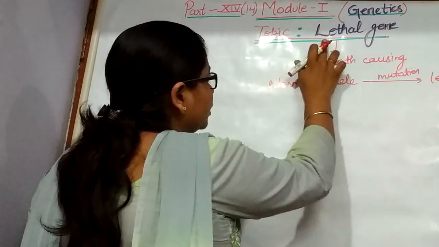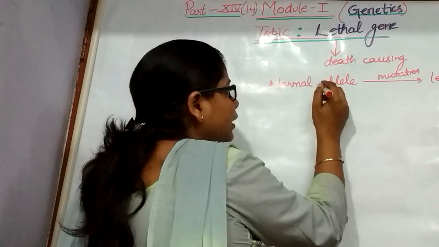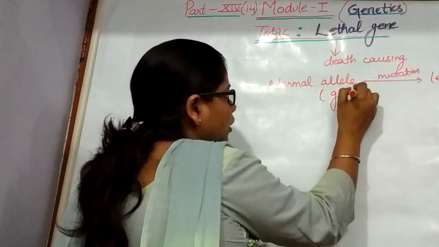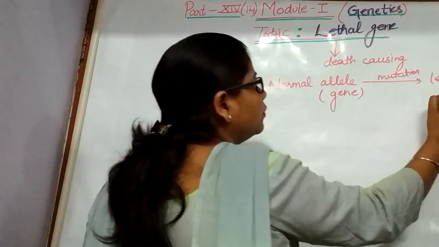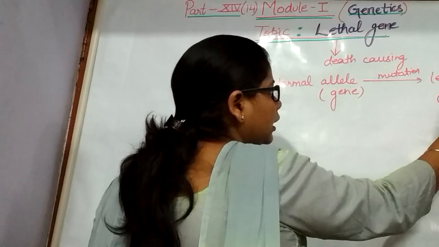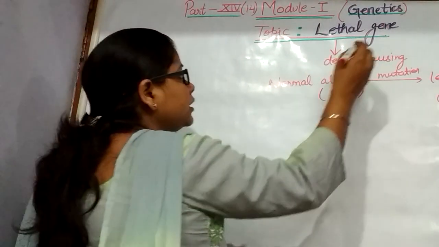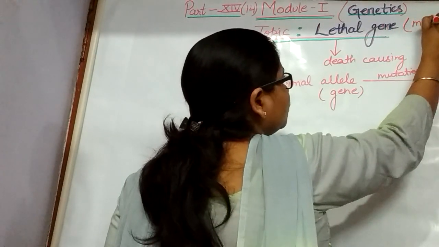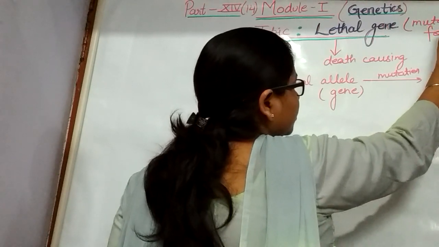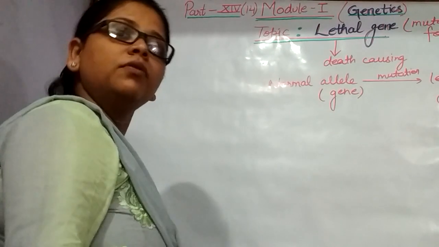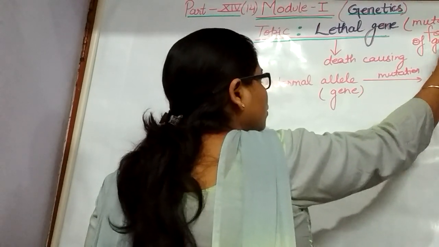So we are talking about the lethal gene. How does it come? It comes from a normal allele, or you can say gene. When there is a mutation in the normal allele, it will finally convert into a lethal gene or lethal allele. So we can say these lethal genes are the mutant form of any gene. So a lethal gene is always death causing.